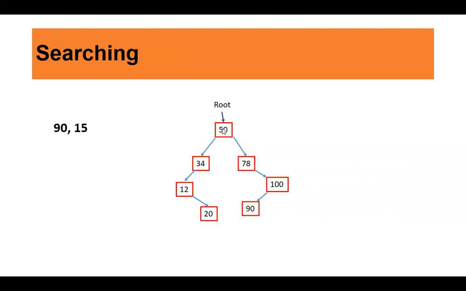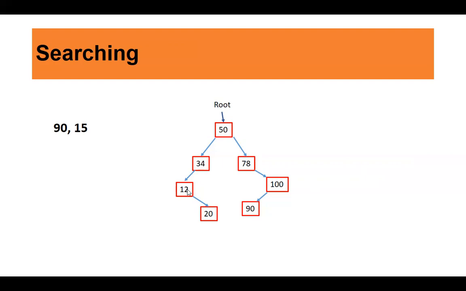15 is less than root, so go to the left side. Remember, less than root, left side; greater than root, right side. So 15 is less than root, so go to the left side. Now the next key is 34. Compare 15 with 34. Again, 15 is less than 34, so go to its left side.